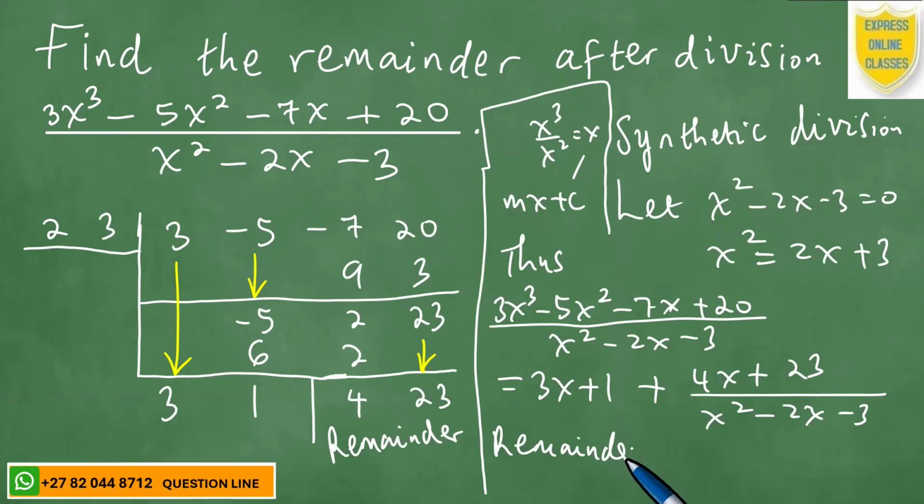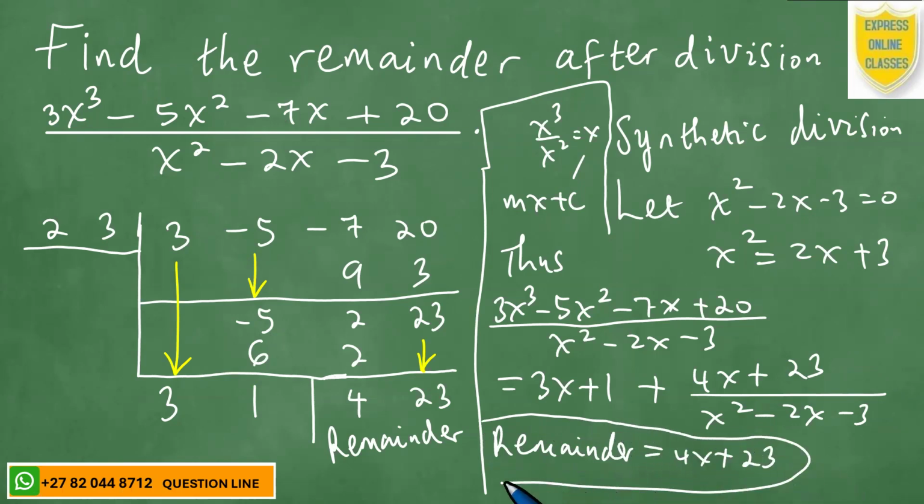What is the remainder? Right, we can see clearly that the remainder is this one here, which is exactly 4x plus 23. And so this is the remainder, and therefore we're supposed to find the remainder after division, and this is the remainder after division, namely 4x plus 23.